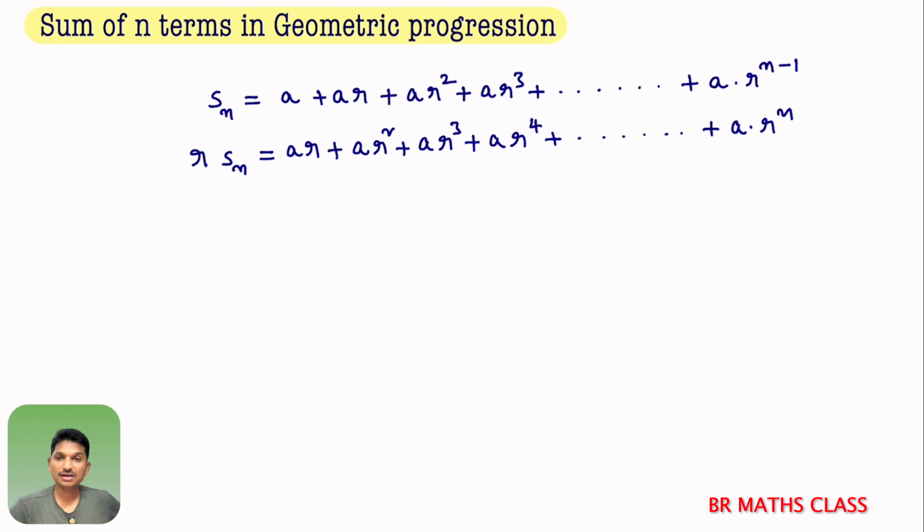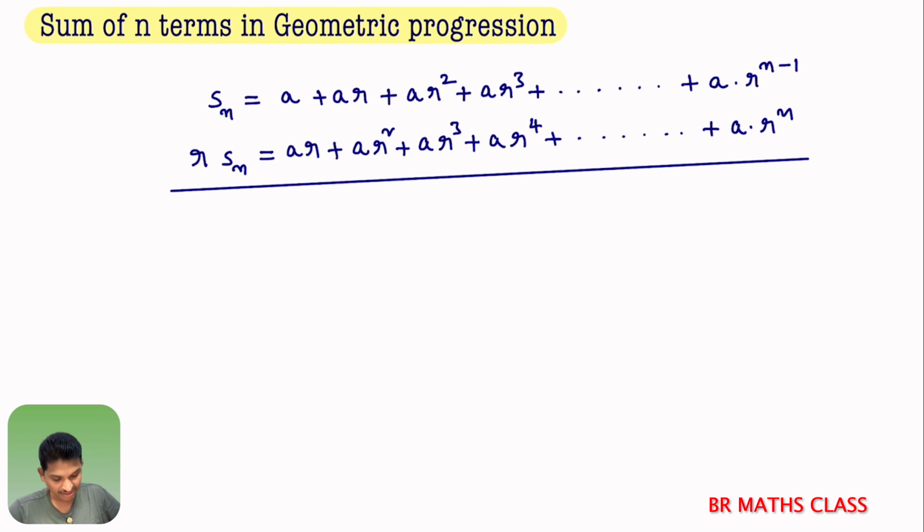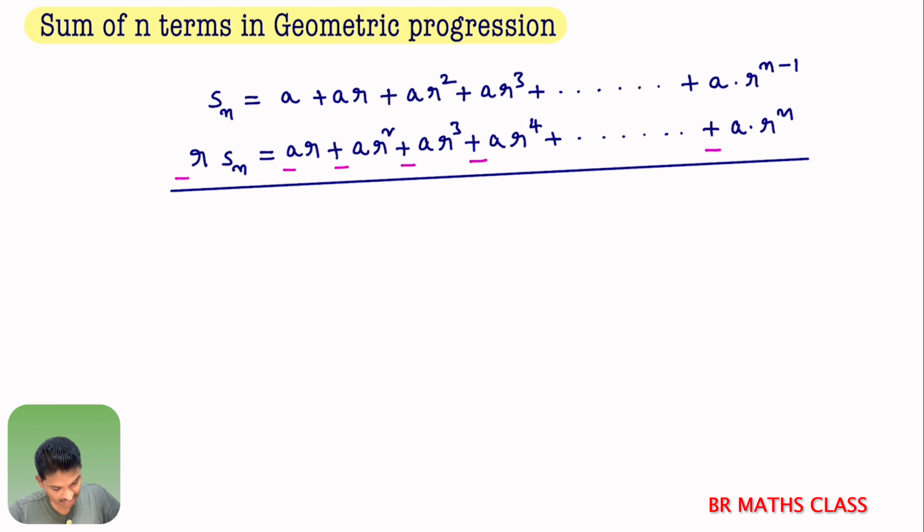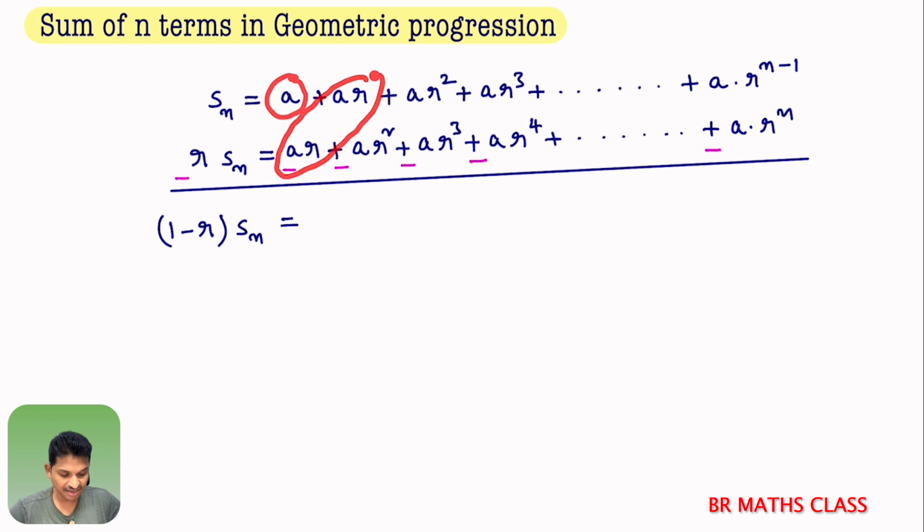Okay. What I'll do here, I'll subtract these two equations. Subtract. Here, I'll write the sign. As we are subtracting, this sign will change. Okay. You observe this part. What will you get here? Sn minus r into Sn. You can take Sn common. Then what will you get? 1 minus r into Sn. So, this left hand side part, you will get 1 minus r into Sn. That equals, you observe this right hand side part, a, and then ar minus ar will get cancelled, plus ar square minus ar square will get cancelled.